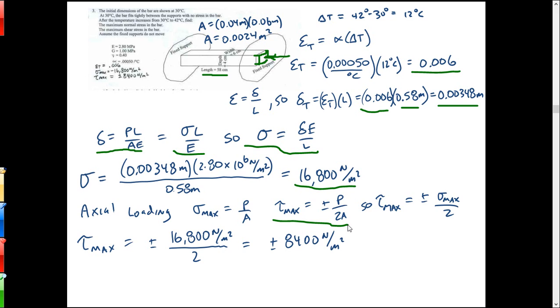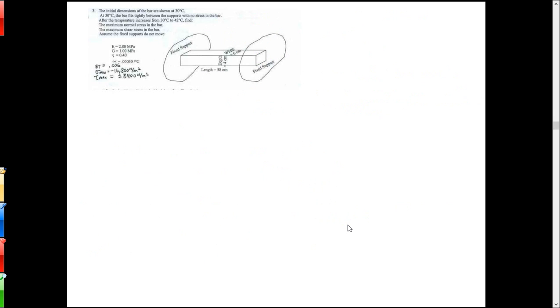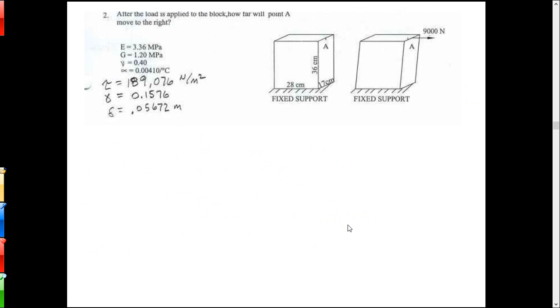This is just axial deformation, or is this multiple forces? This is axial, because there's just a load at either end. That's it. There's no multiple forces on this, so it's just axial. Okay.